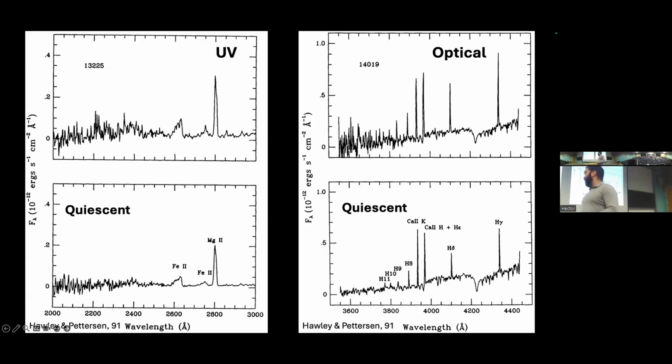In here, this is just one of the stellar flares observed in 1991. This is the earliest recorded flare that we have observed in the optical and the ultraviolet. And in here, I'm just showing you that for the ultraviolet and the optical, on the top, this is the flux when the flare happened. And on the bottom, this is the flux when the star is quiescent.